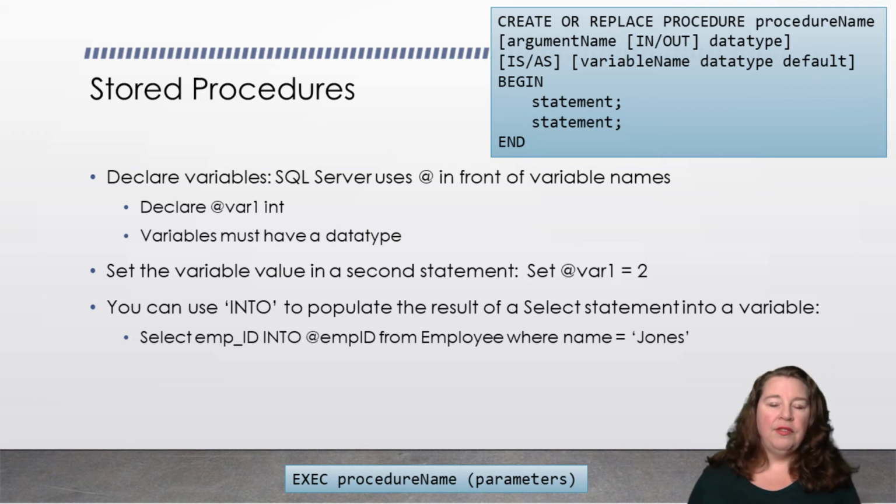So you say declare @variable, and then what data type: integer, boolean, whatever it's going to be. Then on the second line underneath that, you're going to set the value of the variable if you want to set it at this point. So you can say set @variable equal to 2.